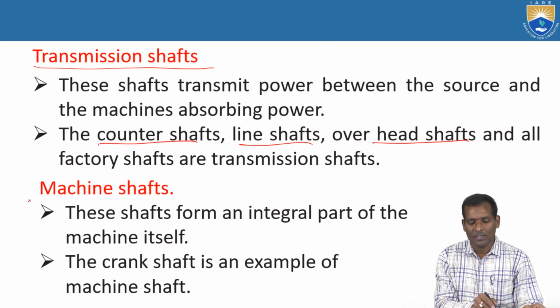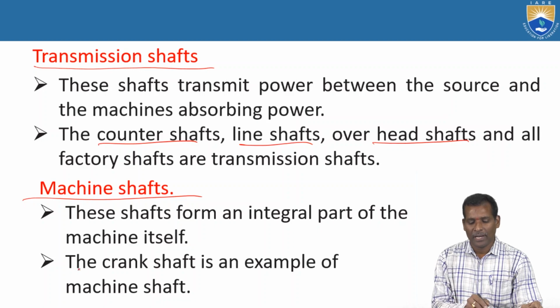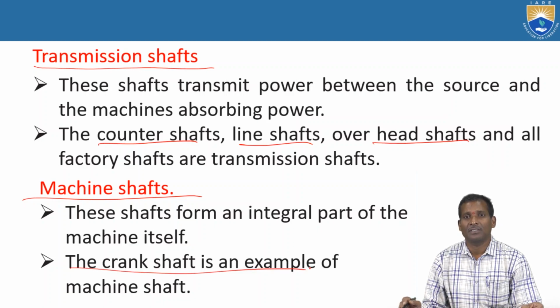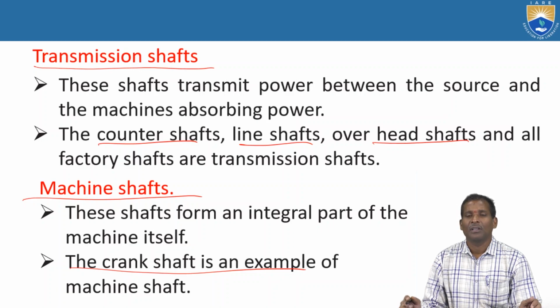Whereas in a machine shaft, these shafts form an integral part of the machine itself. For example, the crankshaft is an example of a machine shaft, and the lathe machine spindle. These are examples of machine shafts. The shaft forms an integral part of the machine itself. There is no need to arrange a separate shaft.